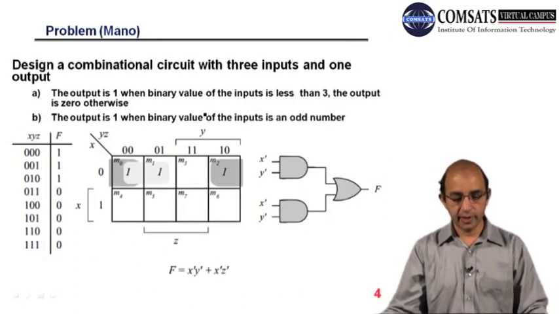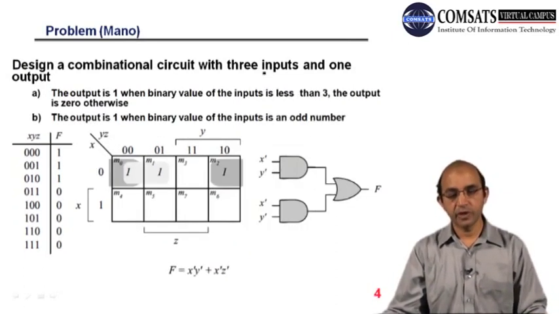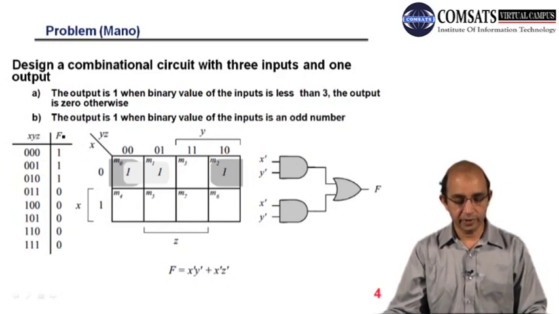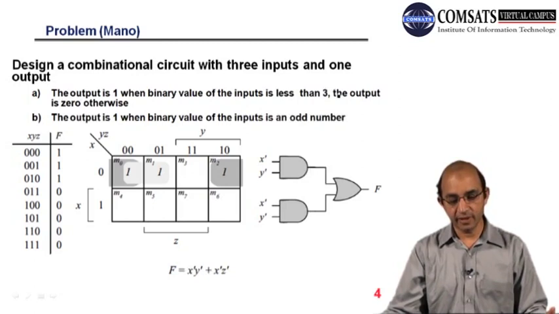Okay, so let's have another problem. We have to design a combinational circuit with 3 inputs and 1 output. So you have to think about the variables. We have named them X, Y, Z, and the output is represented by F. The output is 1 when the binary value of the inputs is less than 3. The output is 0 otherwise.